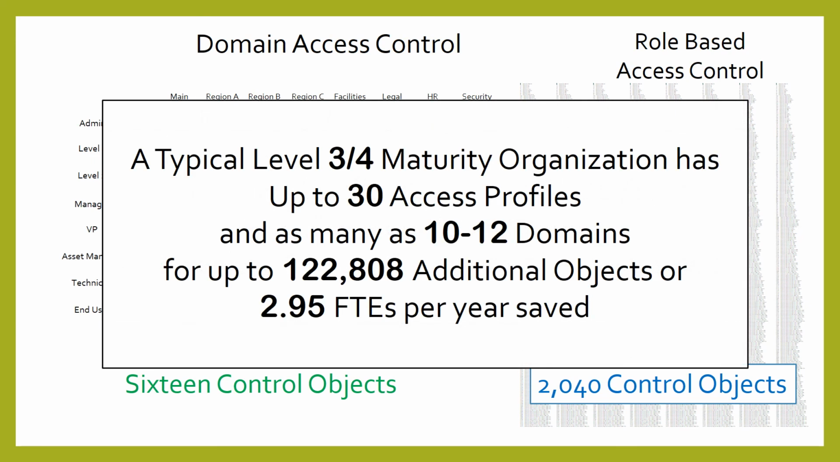And we can't forget, this only represents the world in an ITSM maturity model level 2 or 3. If we evolve to a level 3 or level 4 maturity, the problem continues to compound. These more mature organizations oftentimes leverage as many as 30 access profiles and can feature up to 12 separate domains. Given those parameters, the delta for role-based configuration to domain administration can be as many as 3 full-time employees.